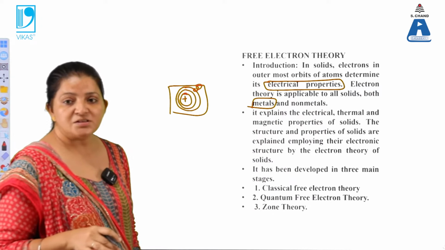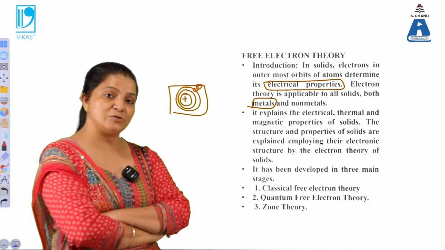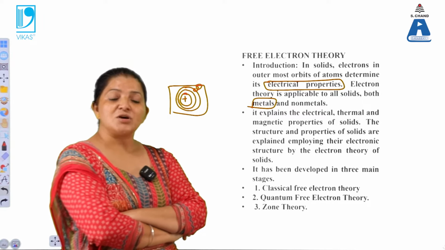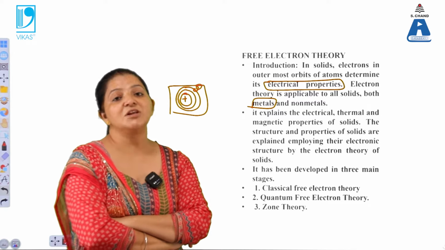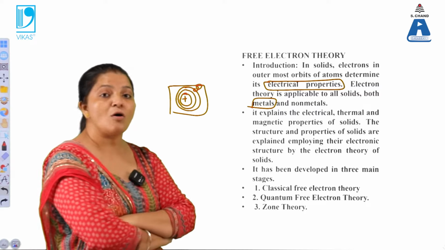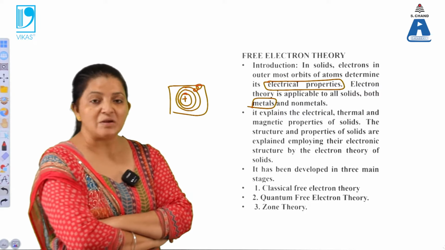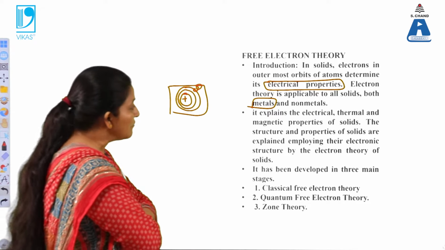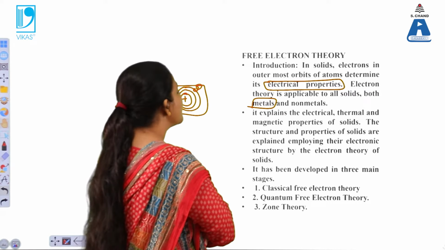In some cases there are no free electrons, and electrons are not able to move freely from one end to the other. If electrons are not able to move freely, the conduction of electricity is not possible. That means the material can be a non-metal. Non-metals can be in semiconductor form or insulators. The theory explains the electrical, thermal and magnetic properties of solids.